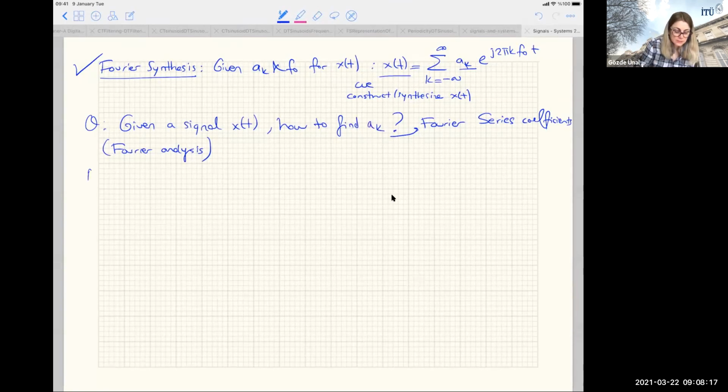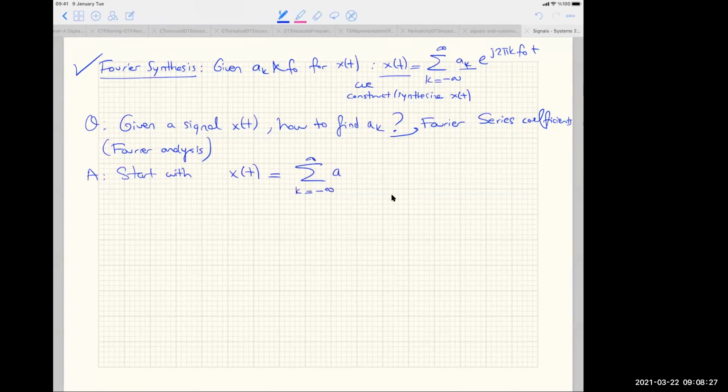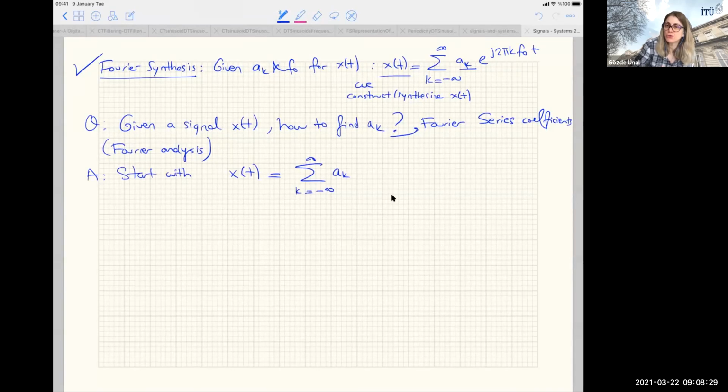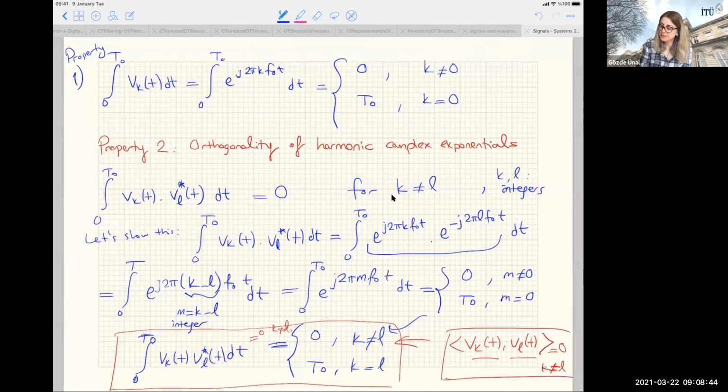So the answer: start with the x of t representation, sum over k from minus infinity to infinity of ak. We will try to leave ak alone in this mathematical manipulation. That's the goal, and we know the orthogonality property will help us. Now we multiply both sides by e to the minus j 2 pi l f0 t. It could be another index, but let's choose the same index here.